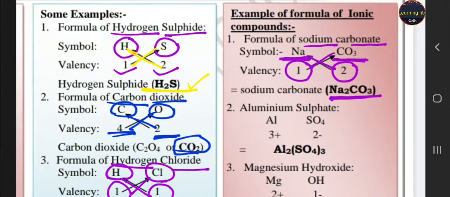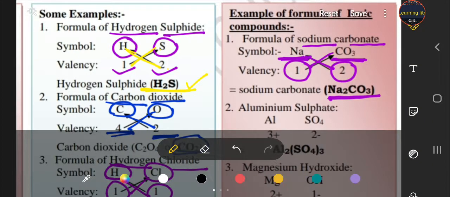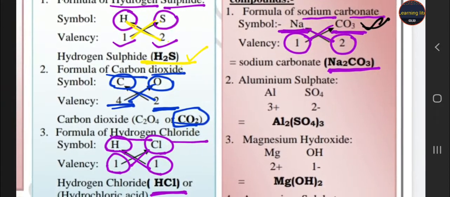So students, there may be a question in your mind about where you get the valency of the carbonate. There is a table provided in your NCERT book with polyatomic ions, monoatomic, diatomic, triatomic, all types of ions present in that table with their valency. So you can go through that table to learn about the ionic valencies.